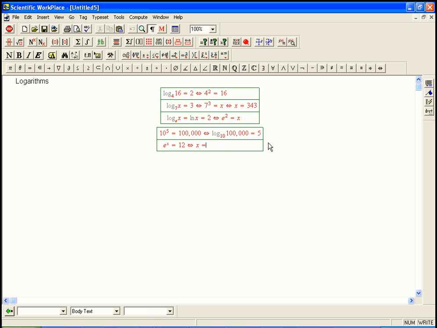But at least we can give it a name now. And that might seem like a silly thing to say, but naming things has incredible power. So x is, by definition, the number you have to raise e to in order to get 12. Just like here, 5 was the number you have to raise 10 to in order to get 100,000. So it's the ln of 12.